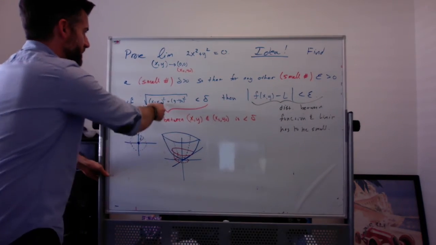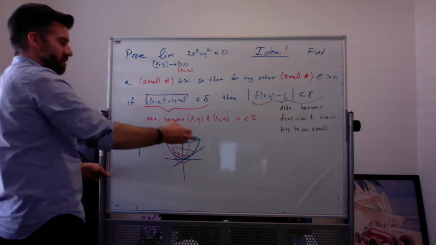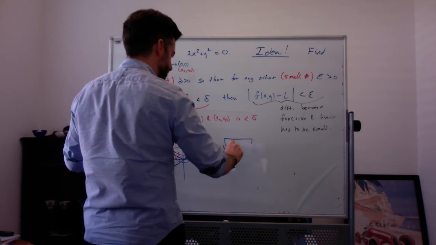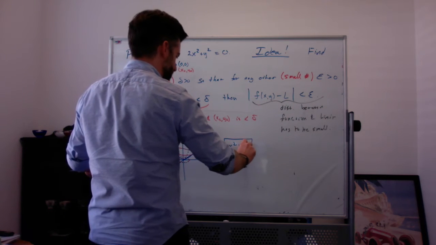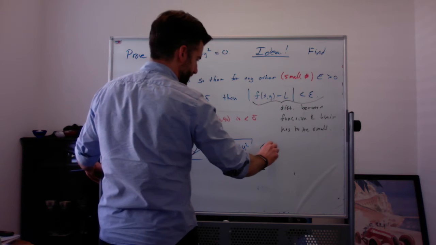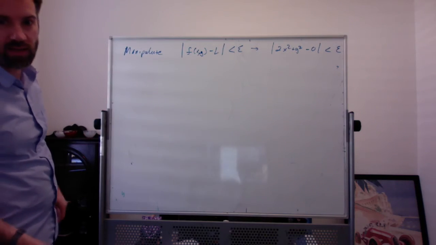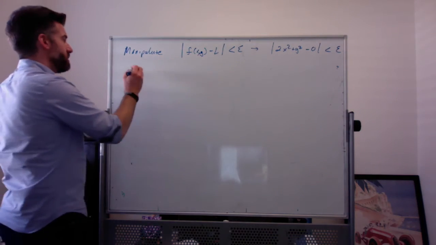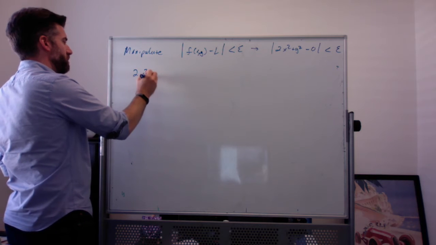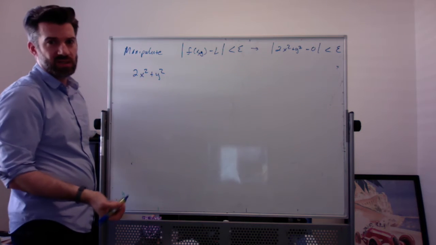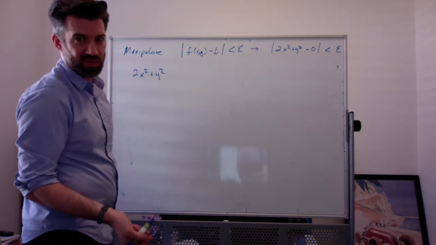So if you look at this here, if x naught is 0 and y naught is 0, we're really trying to get something like the square root of x squared plus y squared, because we know that that is less than delta. Or we're going to make it less than delta. Okay, so here's what I've got. I've got 2x squared plus y squared. And I want kind of just x squared plus y squared. So here's what I'm going to do.